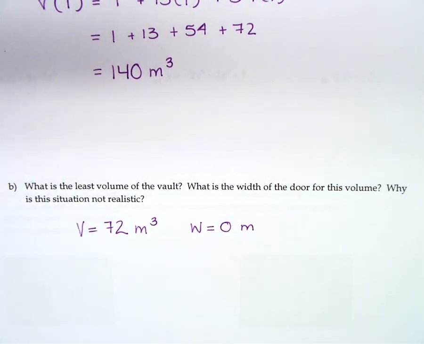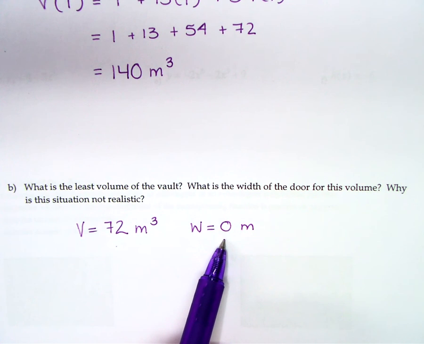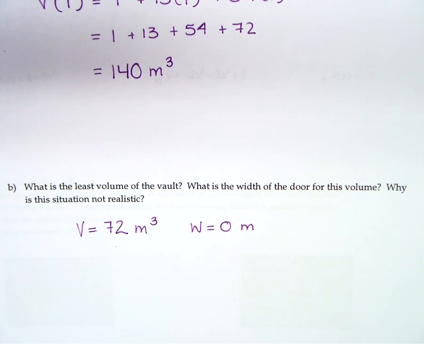And why is that not realistic? You can't have a door that doesn't exist, right? You still need to get into said door. Could I have a negative dimension for a door? I hope not. I don't even know what that would look like. We'd have to add another dimension, and we're not ready for that. So, although this is mathematically possible, and this is mathematically possible, you can't have a door width of 0. You wouldn't be able to get into the vault, making it not a very useful place to store stuff.